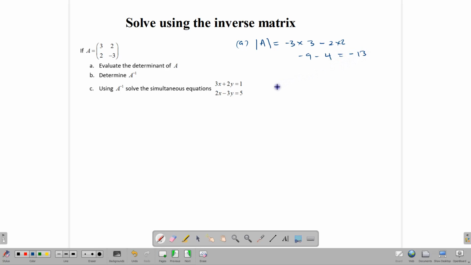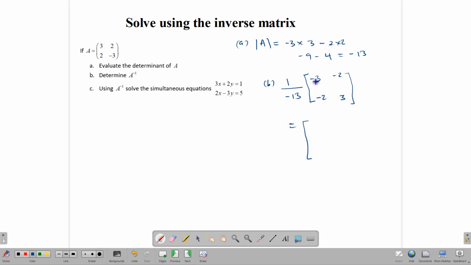That's our determinant. After that, we are told to determine A inverse. And to get A inverse, part B, we simply need to say 1 over the determinant multiplied by the adjoint matrix. So we switch these two. So negative 3 goes there. Positive 3 goes here, and we change the signs of these two. So this becomes negative 2, this becomes negative 2. They were both positive, so we change their signs.